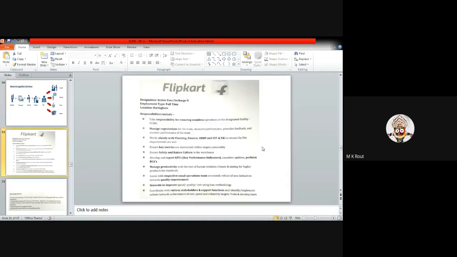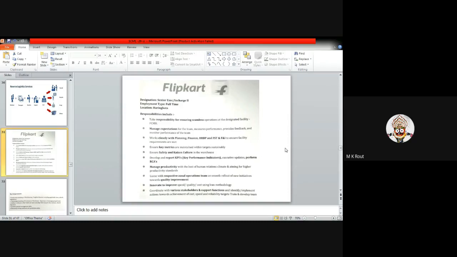The next is that this year, they have come for a particular designation known as senior executive or in charge 2. They require this in case of middle level management, and the location is Haringhata near Nadia district of West Bengal, and the employment type is full time. So you know the package is around 6 lakhs, 6.7 lakhs, and these are the key responsibilities. So what are the key responsibilities? Take responsibility for ensuring seamless operations at the designated facility.